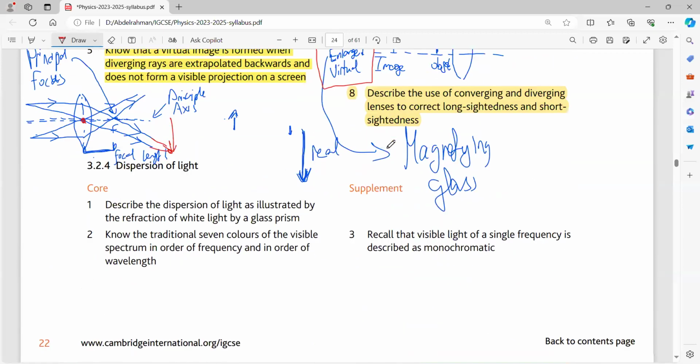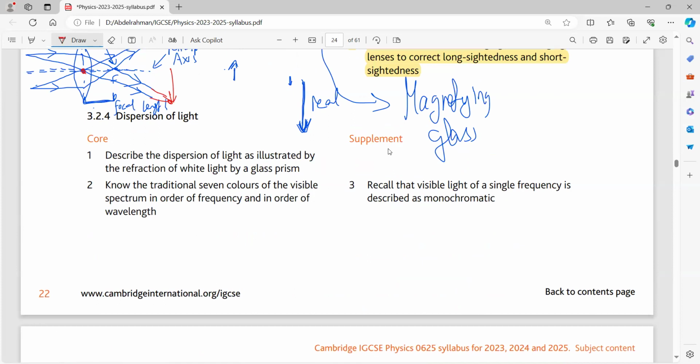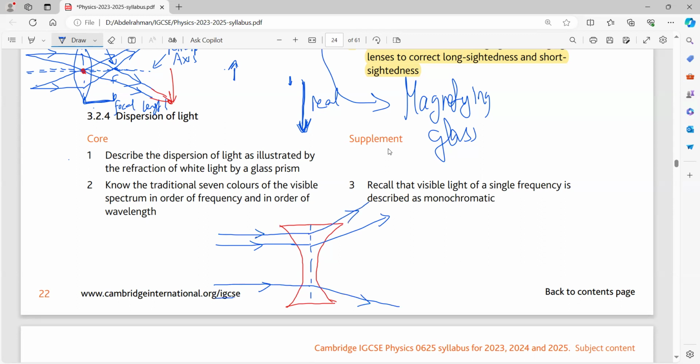Let me draw a diverging lens here, for example. How does a diverging lens look? This is a simple drawing of a diverging lens. It is opposite to the converging lens. What do I mean? If I have a ray moving parallel this way, what will happen? It will move away. If it's moving parallel, what will happen? It moves away from the lens. That's all you're required to know.